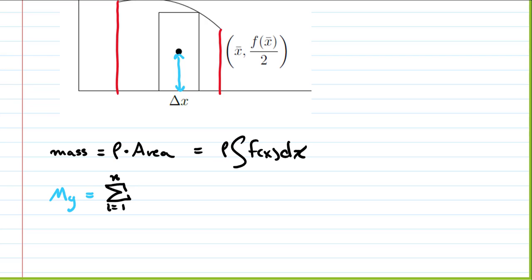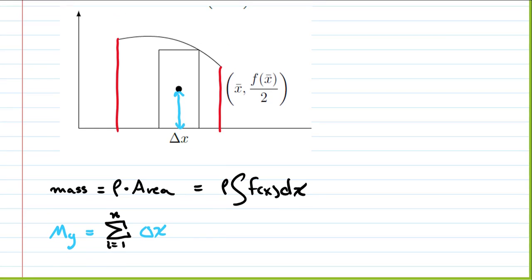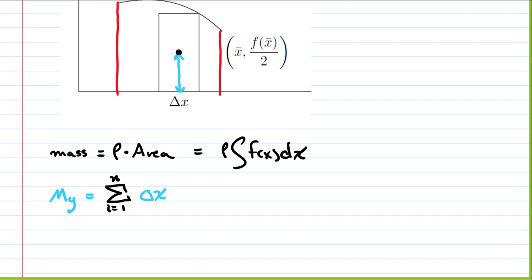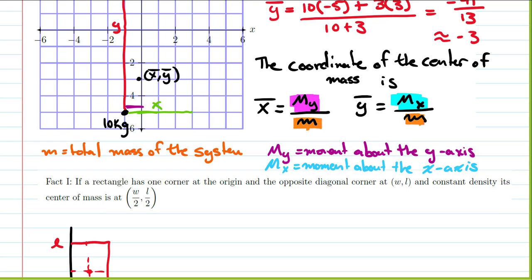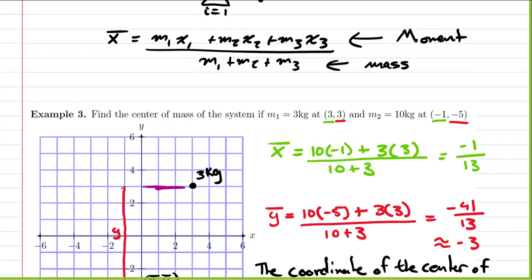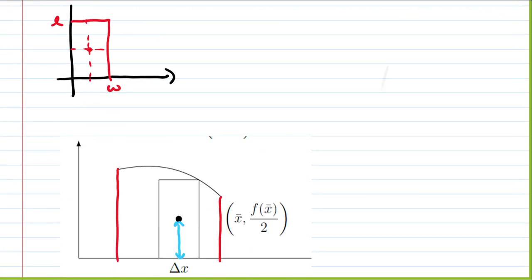And then we're going to need its area. So what's the area of one of these rectangles? Well, what's its width? Delta x. And what's its height going to be? Well, whatever f of x bar is. So f of x bar. So this gives us our area. But to find the moment, what did we need? When we did it up here, it was the mass, so density times area. So our mass times its distance from the axis.